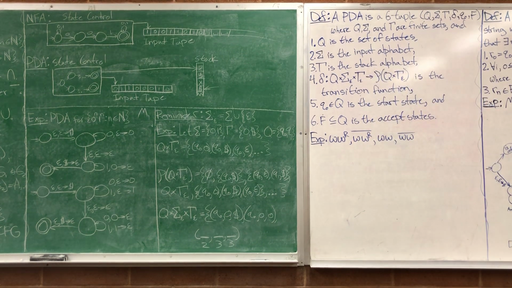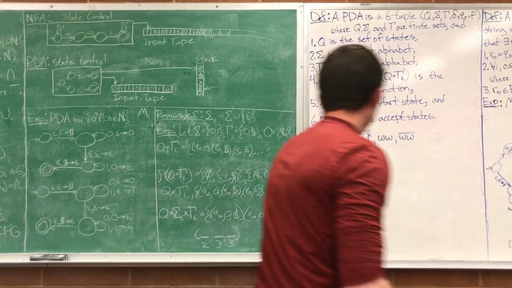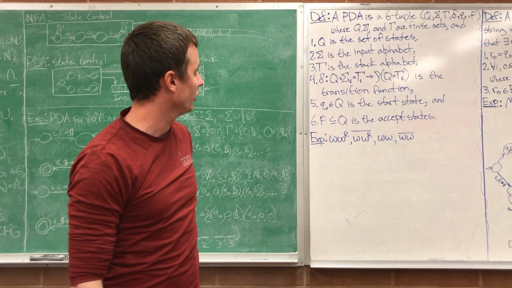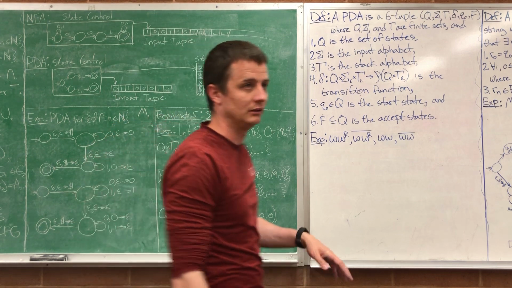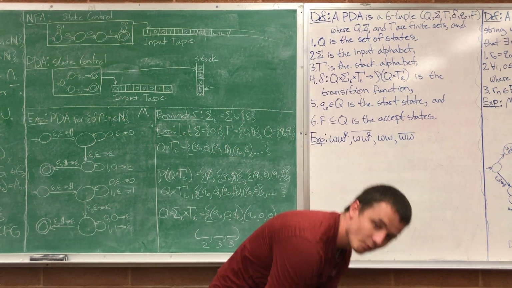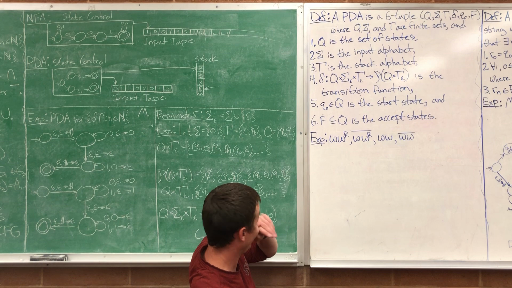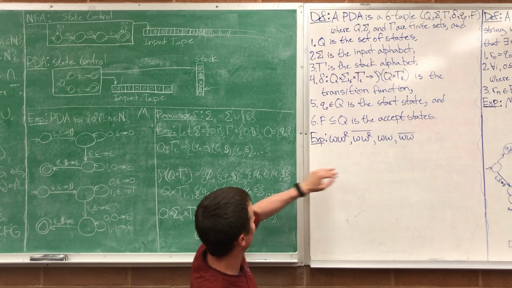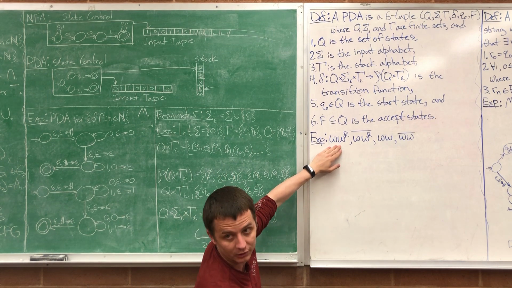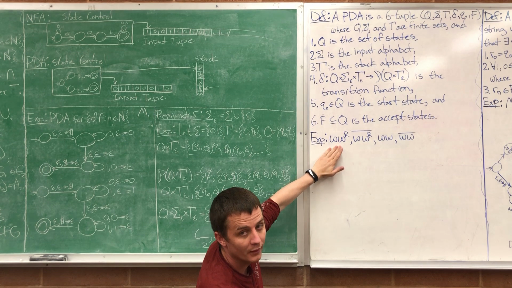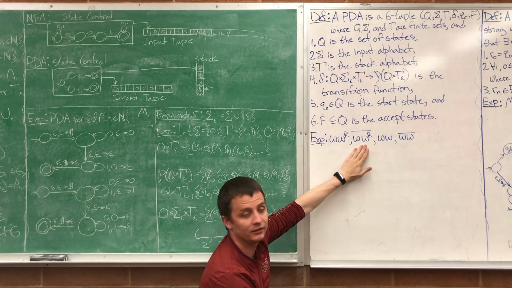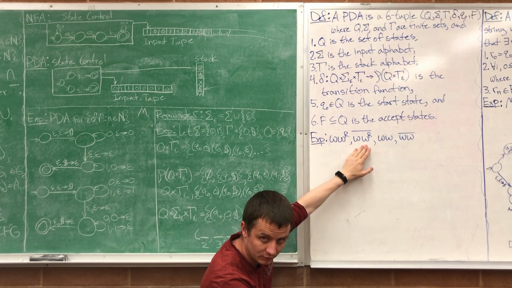Let's do some more examples with these things, and then we'll talk about the exact definition for what it means for a PDA to accept a string as input. So let's write some more PDAs. We already did WW reversal, so we don't need to do that one again. Let's try WW reversal's complement.